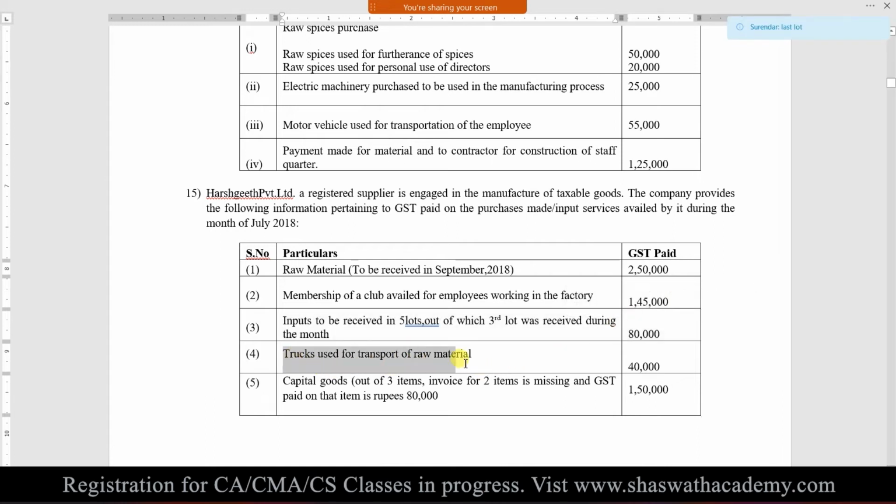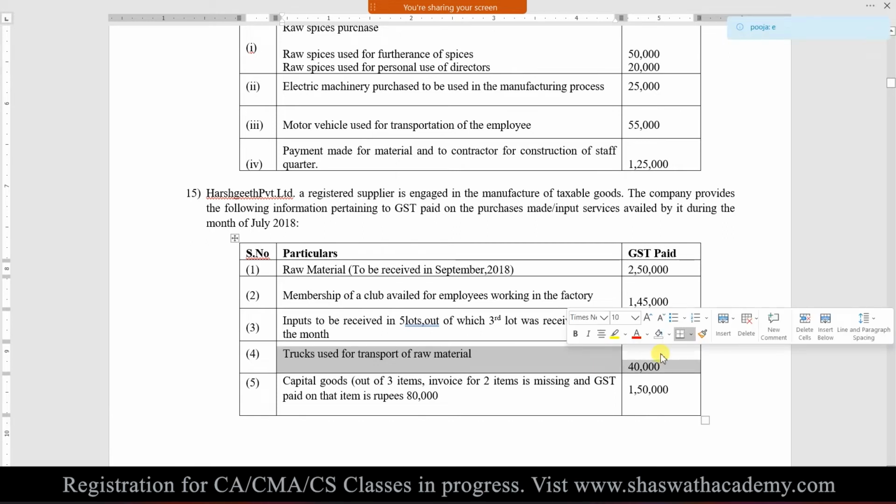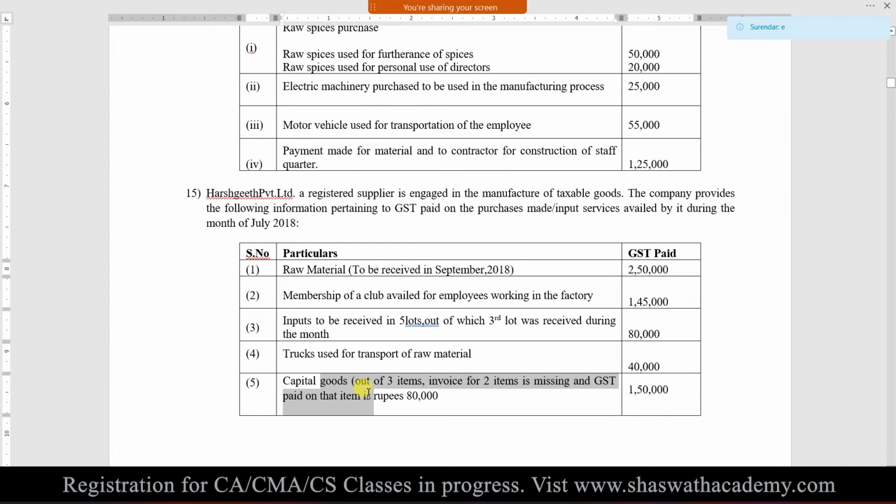Truck used for transportation of raw materials, a motor vehicle used for transportation of goods. Yes, sir. Eligible. Capital goods.